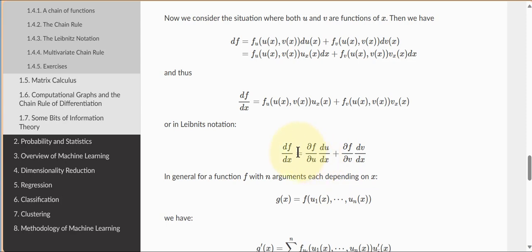Well, what's the answer here? The question is, when x changes, how does f change?